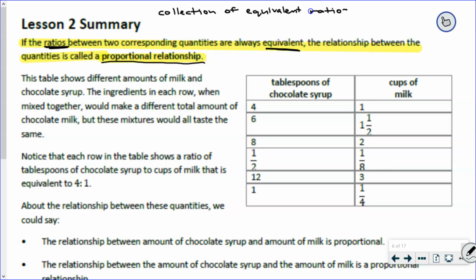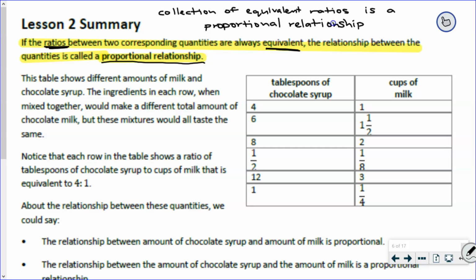A collection of equivalent ratios is a proportional relationship. Have we dealt with equivalent ratios in the past? A lot. In 6th grade that's what we spent the whole first couple weeks reviewing, equivalent ratios. But now we're sophisticated 7th graders and we don't say equivalent ratios anymore. Instead, we say a proportional relationship. It means the same thing. But when we use the word proportional relationship, we're able to see the relationship in more than just ratios.